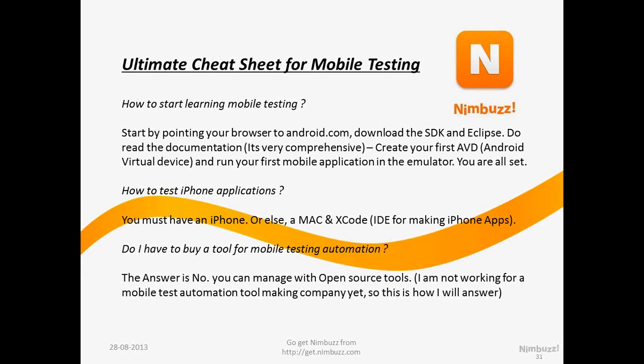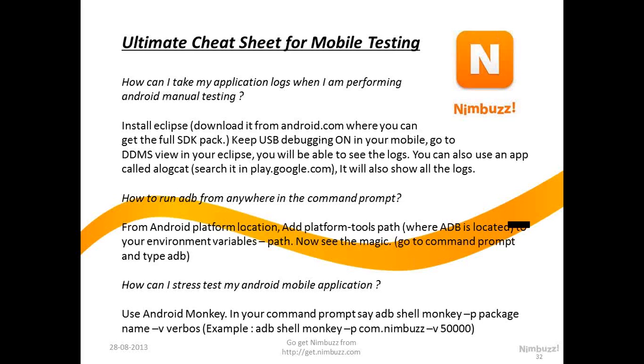Do I need to buy a tool for mobile testing automation? The answer is no, and you should use Calabash. How can I take my application logs when I'm performing Android manual testing? If you have Eclipse, you can go to the DDMS and take it. You can also use an application called alogcat, because sometimes your customers may be reporting problems and you cannot ask them to give you logs. So you can ask them to install alogcat, which will log everything happening on the Android mobile, and then you can ask them to save that, and then you can get that. You can also use Android Monkey for stress testing.